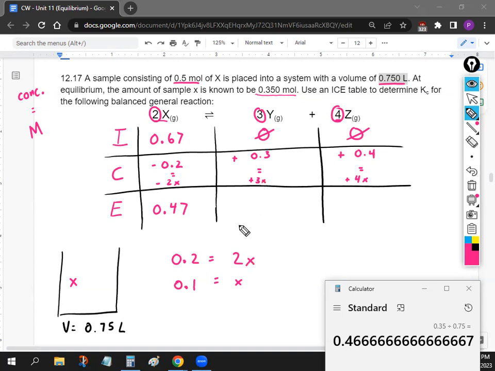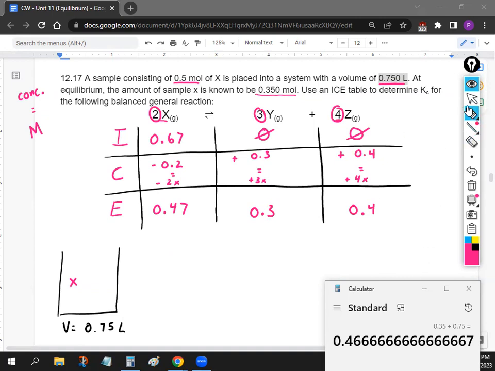Okay, now we can fill out the bottom row. So this should be pretty easy. If we go from 0 and we gain 0.3 molarity, what's the equilibrium concentration? Yeah, 0.3. And then here, obviously, it's going to be 0.4. Okay. Any questions about that? Pretty simple.